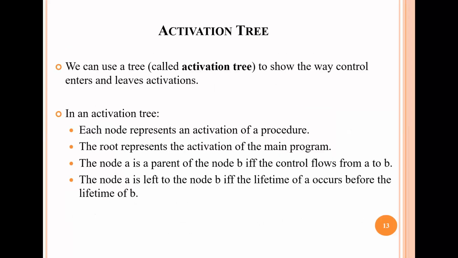What is an activation tree? We can use a tree to show the way control enters and leaves activations. In an activation tree, each node represents an activation. We have a root which represents the activation of the main program. Node A is the parent of node B if and only if control flows from A to B. Node A is to the left of node B if and only if the lifetime of A occurs before the lifetime of B.